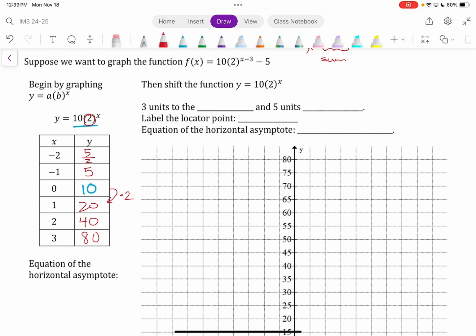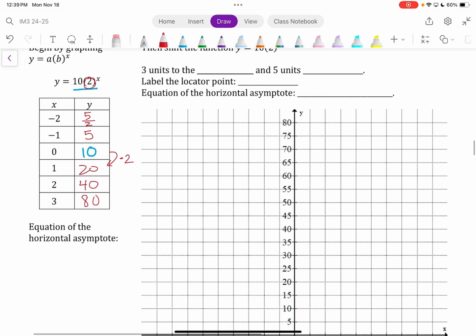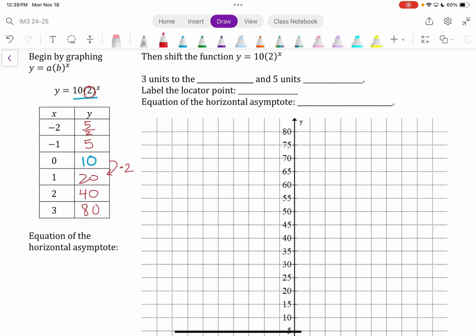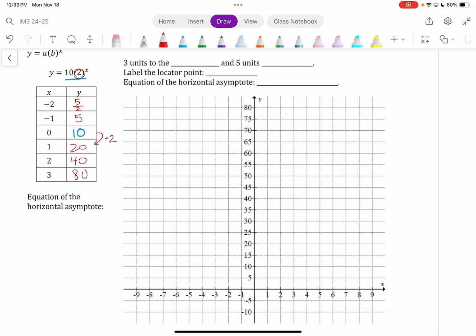Okay? So you want to begin by just simply writing out the table without any transformations. All right. So we're going to graph two graphs on this paper. First one is going to be your parent function, which I'll do with the information from the table. So 0, 10, 1 and 20, 2 and 40, 3 and 80. Going the other way, it's negative 1 and 5, and negative 2 and 2.5.